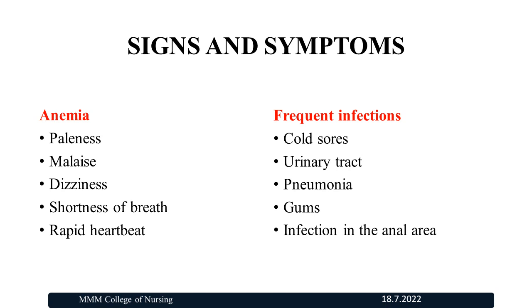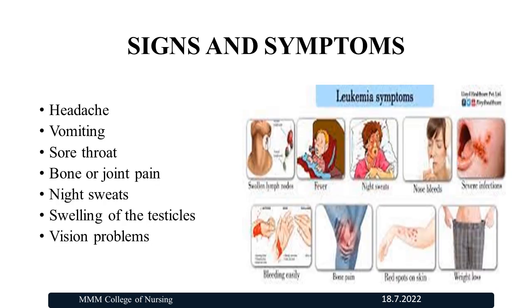Continuation of the signs and symptoms: anemia, paleness, malaise, dizziness, shortness of breath, rapid heartbeat, which are all due to anemia. Then frequent infections: cold sores, urinary tract infections, pneumonia, gum infection, infection in the anal area. Further signs and symptoms: headache, vomiting, sore throat, bone or joint pain, night sweats, swelling of the testicles, vision problems.